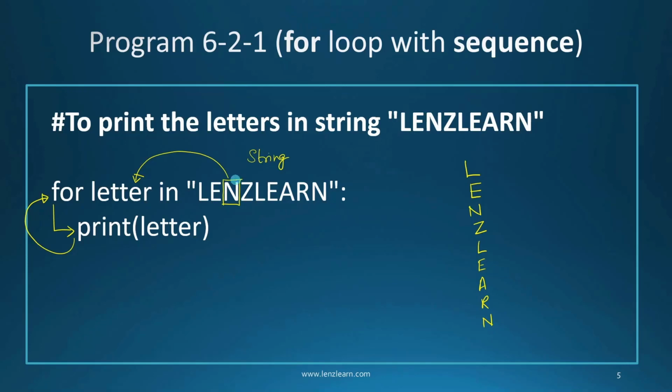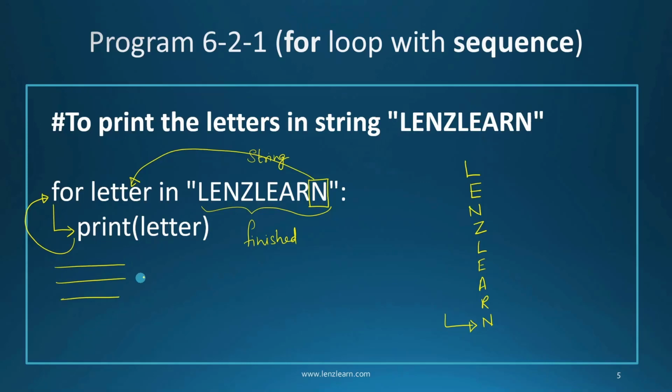Right, and once we select the last character, this will be loaded into letter, and then print letter will print this last character. Now the for loop understands that the entire sequence is finished. So now the for loop will stop the execution, and the next line in the program that immediately follows the for loop will start, right?